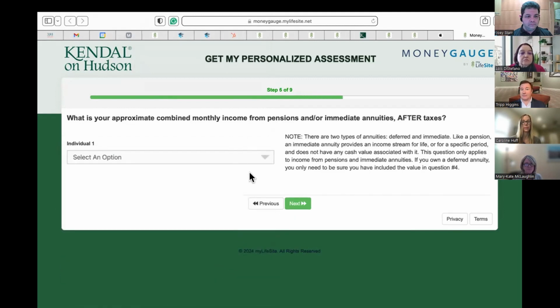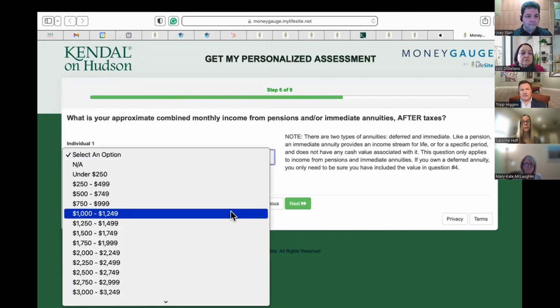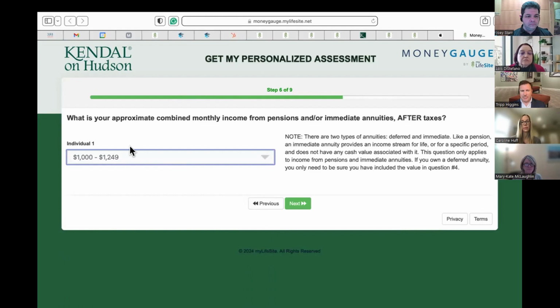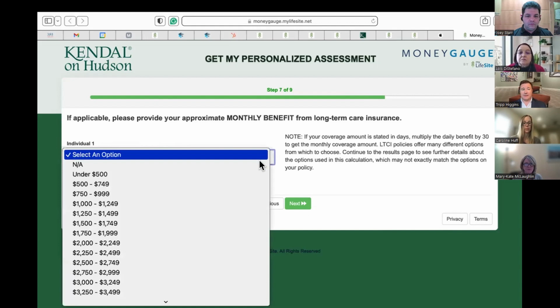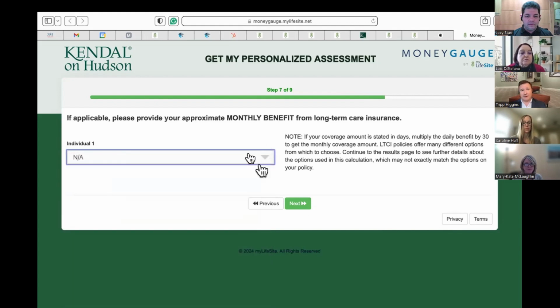We do ask whether or not there's a pension. Let's say there might be a small pension, maybe $1,000 or in between. And these ranges mean that you don't need to be exact. We use the median number here. Next question then, please provide approximate monthly amount for long-term care insurance. We're going to say that we don't have it, but what we mean by this is take your daily rate, multiply it by 30, and it gives you essentially a rough estimate of your monthly coverage, and then that is used in the calculations for further care.